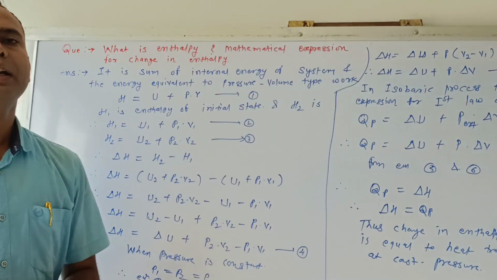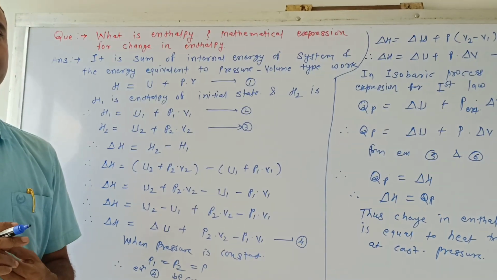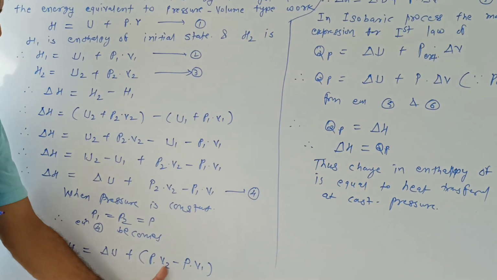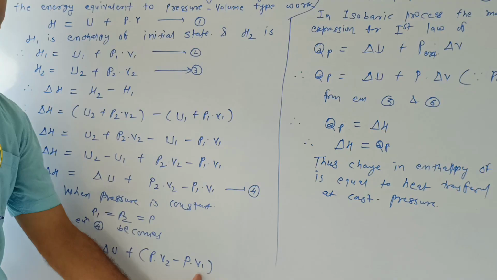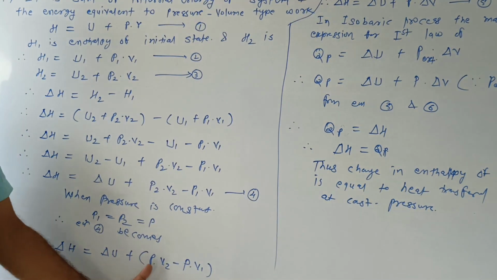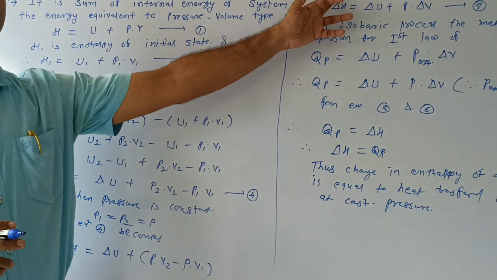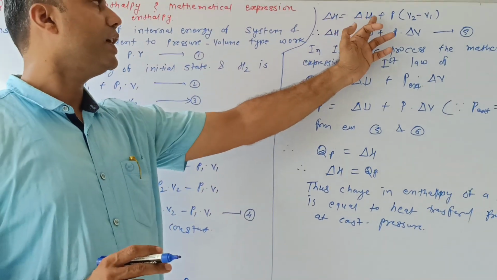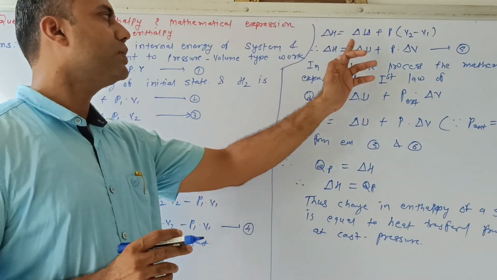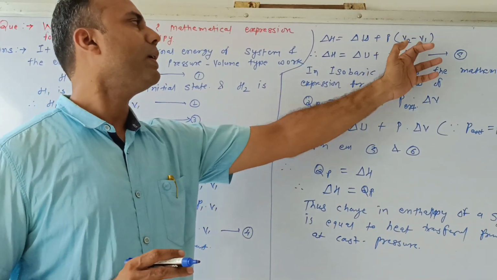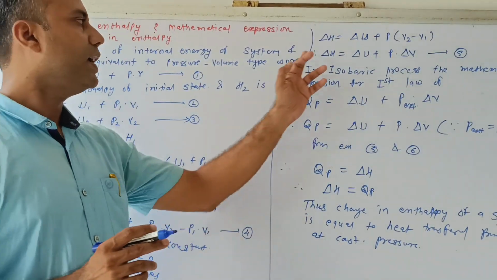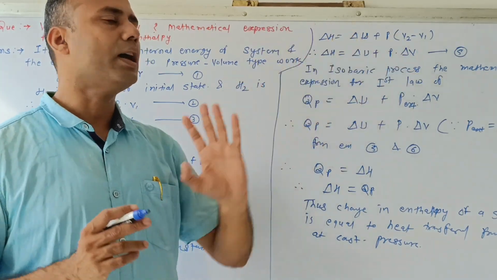So delta H is equal to delta U plus P into V2 minus P into V1. Now P is common here. That's why delta H is equal to delta U plus P into V2 minus V1. Look at this. Delta H is equal to delta U plus P common, V2 minus V1, and V2 minus V1 means delta V. So this is our equation number 5. Delta H is equal to delta U plus P into delta V.